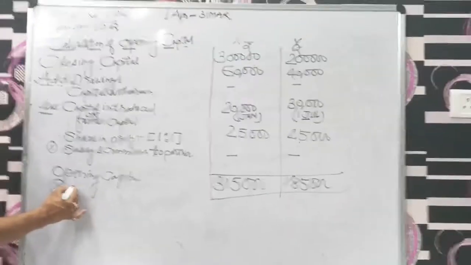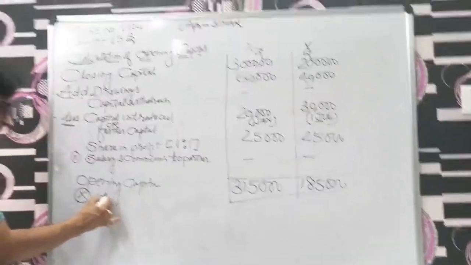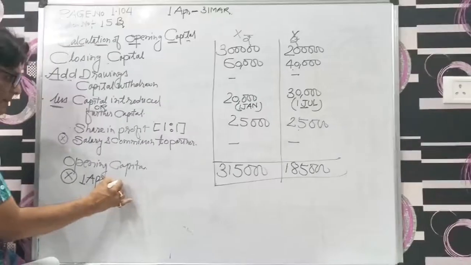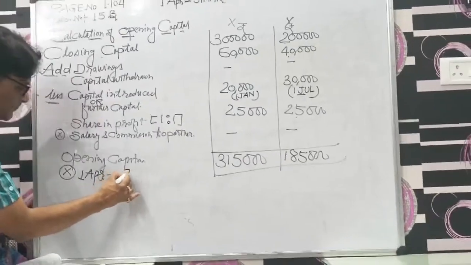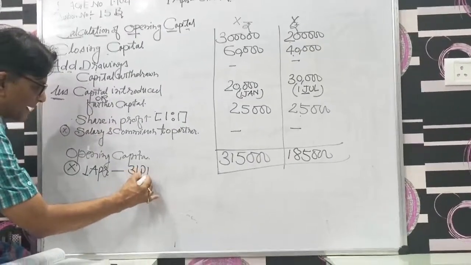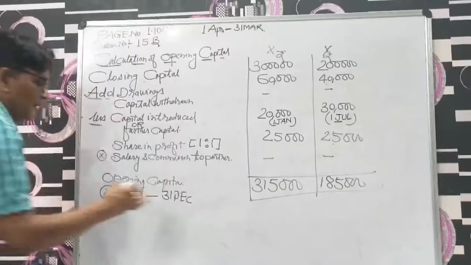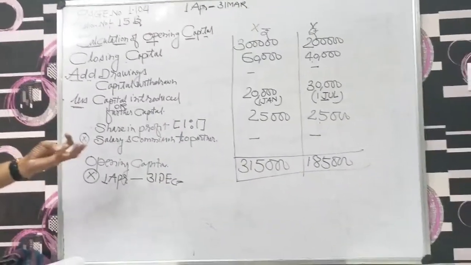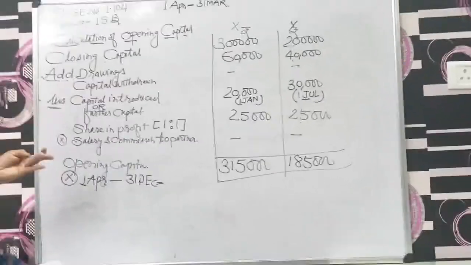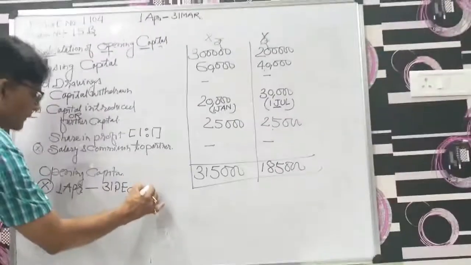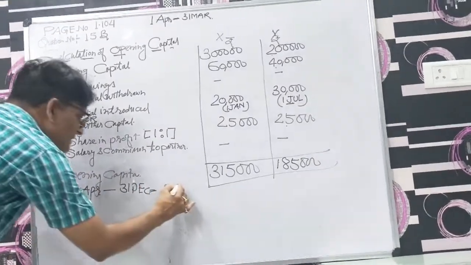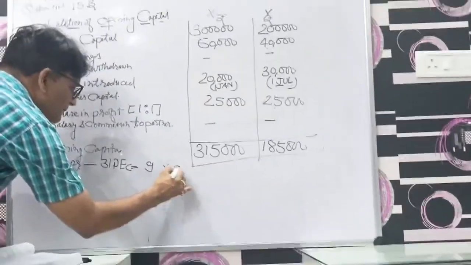So X's capital from 1st April to 31st December would be for 9 months: April, May, June, July, August, September, October, November, December. For 9 months, 3,15,000.